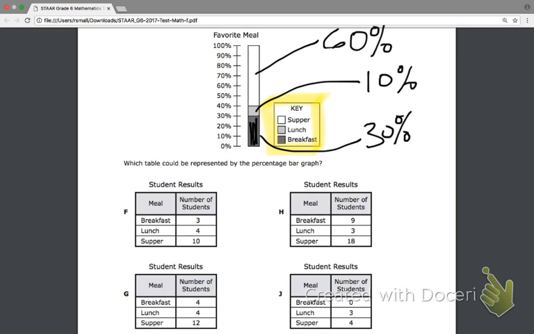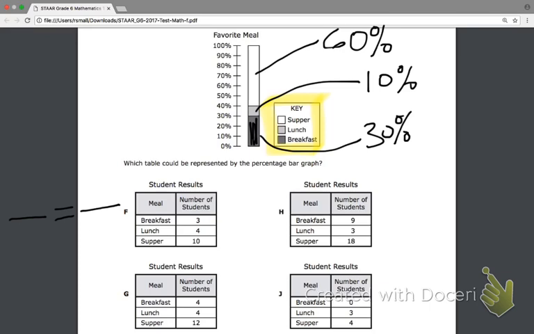So it's asking us which table could be represented by the percentage bar graph. So I need to look and see which table matches my percentages. So letter F, breakfast has 3 students, lunch has 4 students, supper has 10 students. I need to figure out if this matches the percentages. So I'm going to set up a ratio. Because I have my percent, I can find out a total, and I have a part.